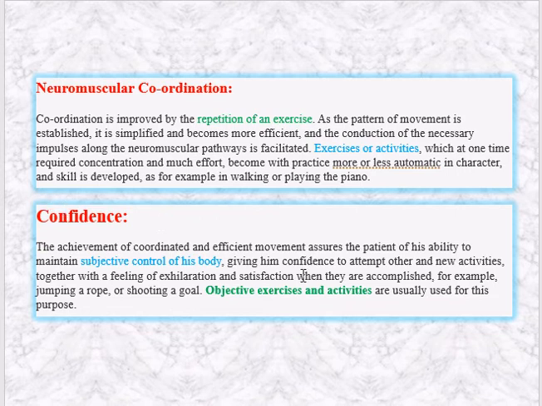Confidence. Achievement of coordinated and efficient movement assures the patient of his ability to maintain subjective control of his body, giving him confidence to attempt other and new activities, together with the feeling of exhilaration and satisfaction when they are accomplished. For example, jumping a rope or shooting a goal. Basically, objective exercises and activities are used for this purpose because a goal is set, and it is also a relaxing feeling for the patient.